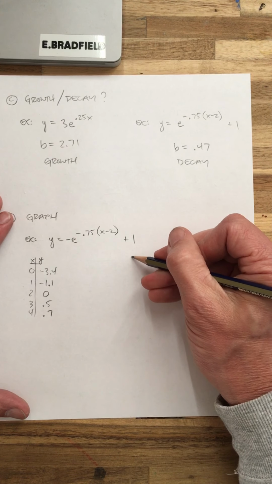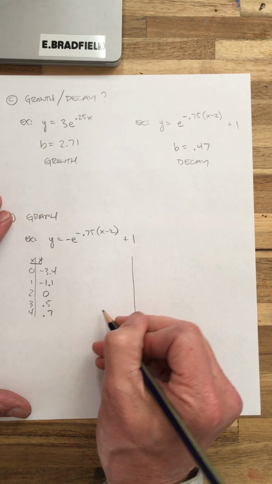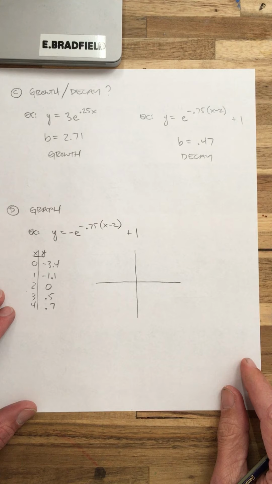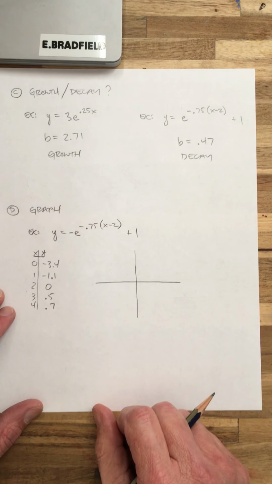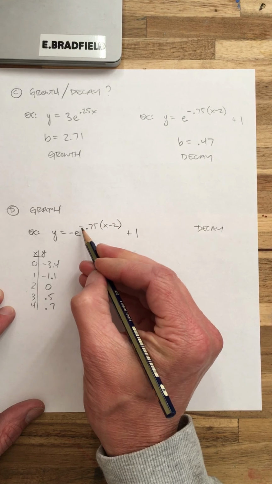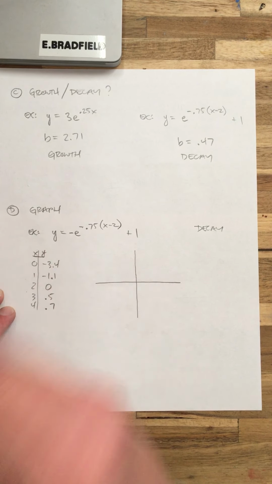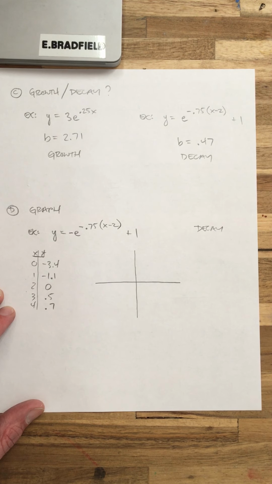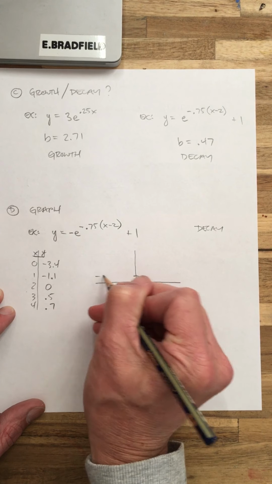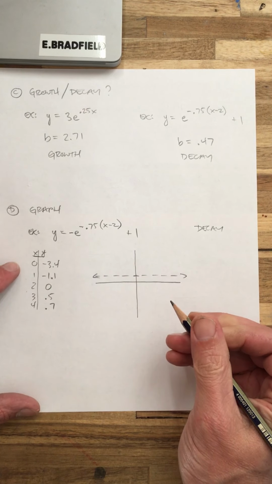And let's go ahead and set this up. I know I should have been using graph paper, but whatever. It'll be fine on this. First of all, is this growth or decay? We know it's decay because of this negative right there. I also know it's going to be flipped. So let's get my asymptote. Where's my asymptote? It's on plus 1. So here it is right here, y equals 1. All right, and let's plot this.